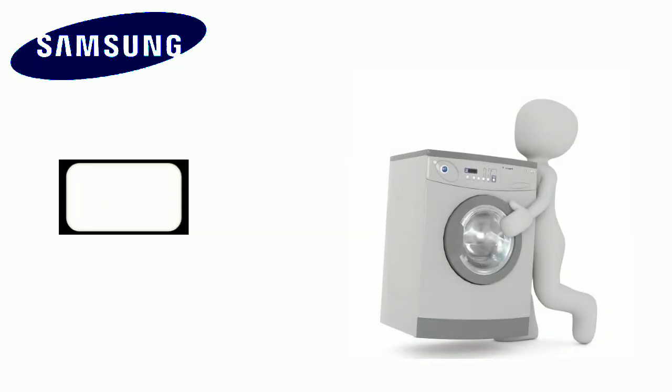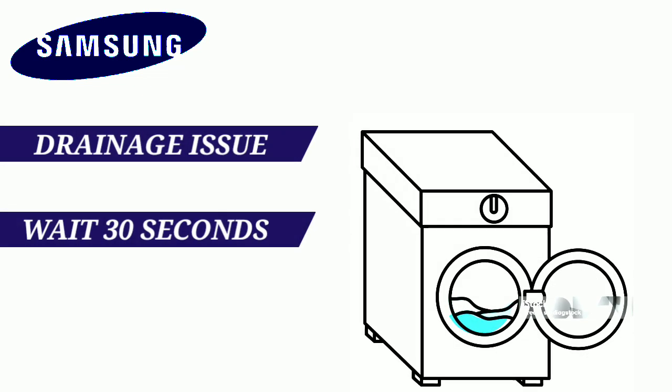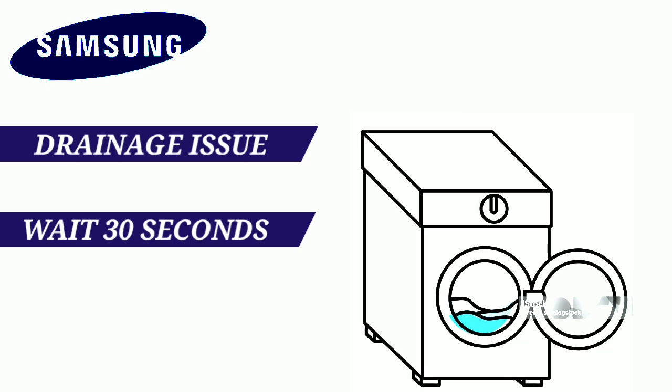Samsung Washing Machine 5E Error Code Troubleshooting Guide Solution. Water drainage issue. Water is not draining from the appliance.